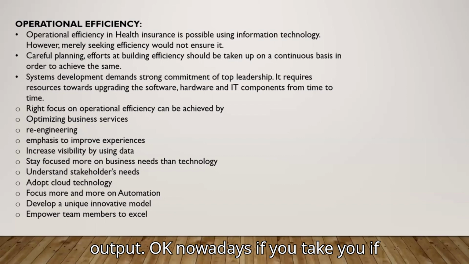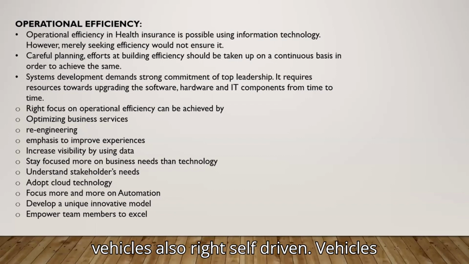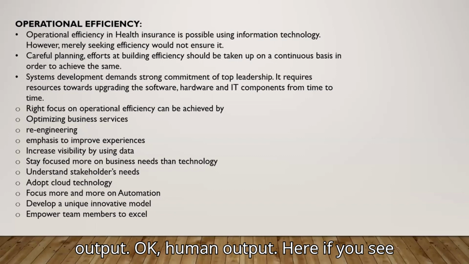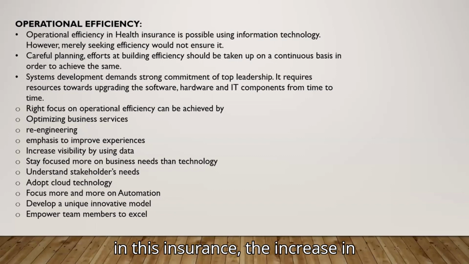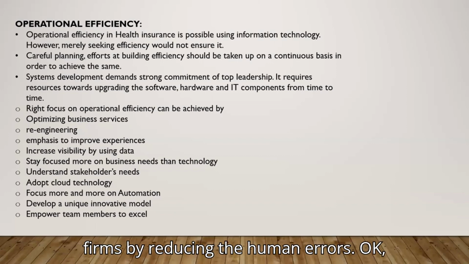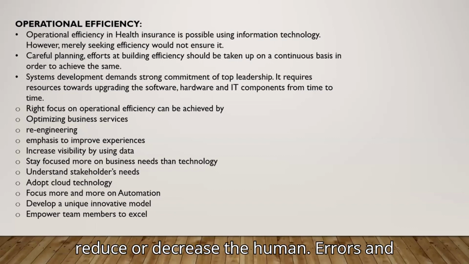Nowadays, you also have self-driven vehicles, right? Self-driven vehicles reduce the human output. Here, in insurance, the increase in automation in IT applications will help insurance firms by reducing human errors. When you focus on automation, this will help us to decrease human errors.